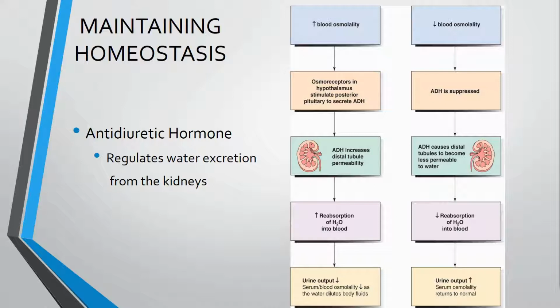And as more water is reabsorbed, our urine output falls and our serum osmolality decreases because the water dilutes the body fluids. Conversely, if the serum osmolality decreases and the body fluids become less concentrated, ADH is suppressed. So the collecting ducts become less permeable to water and our urine output increases. That excess water is excreted until our serum osmolality, our normal body concentration, returns to normal.